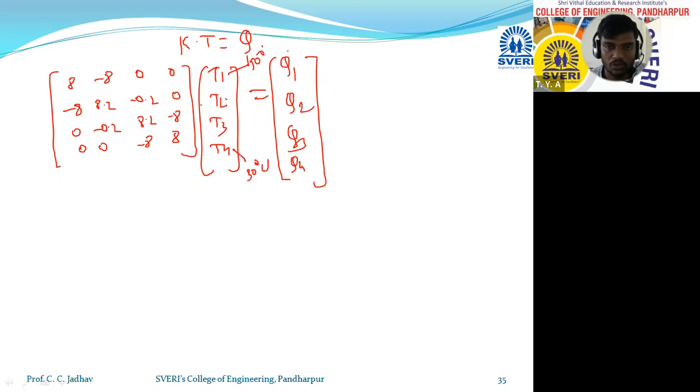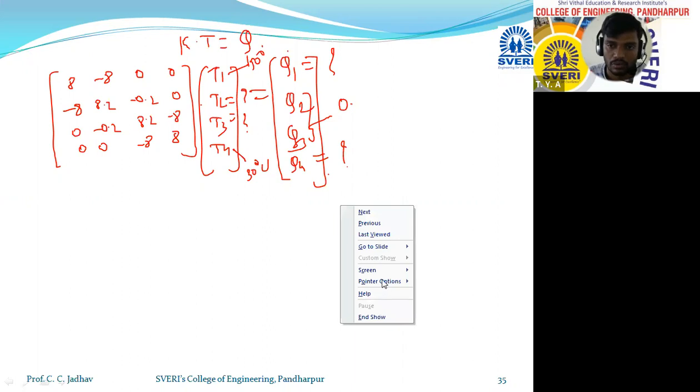Okay, we need to find T2 and T3. Look at this: Q2 and Q3 will be 0. We can find out Q1 and Q4. What to do now? Solve the same equation, calculate, multiply, and tell me the values. Yes, we can write the calculation equation. Okay.